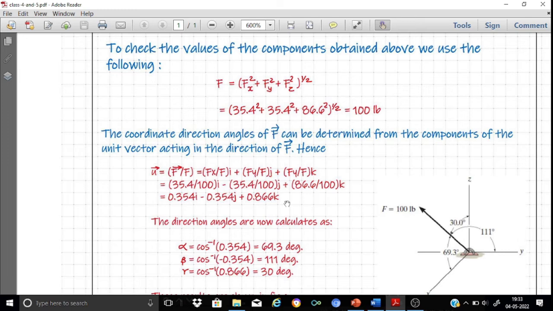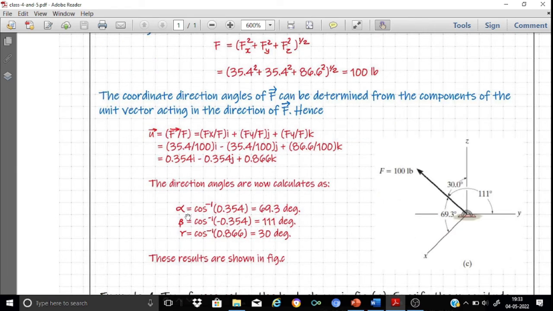Now we also know that for a vector whose direction cosines are cos alpha, cos beta and cos gamma, cos alpha will be Fx by F, cos beta will be Fy by F, and cos gamma will be Fz by F, sorry. Which means that directly we can obtain the direction angles: alpha as cos inverse of 0.354, beta as cos inverse of minus 0.354 and gamma as cos inverse of 0.866.